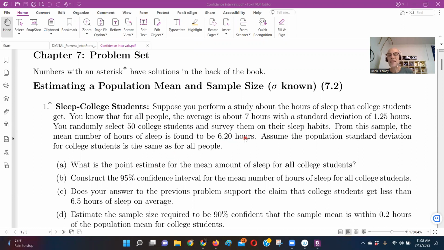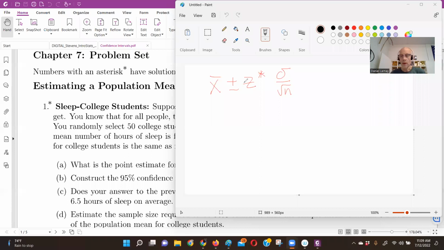So anyway, the point estimate is the sample result. In this case, it's X bar, the 6.2. Now we're doing a 95% confidence interval for the mean number of hours of sleep for all students. So we know a couple of things here. Let me pause this video and get a couple of things loaded. Okay, so the general form for when you know the population standard deviation for a confidence interval is this. Now, this is the margin of error, and that's your point estimate, of course.